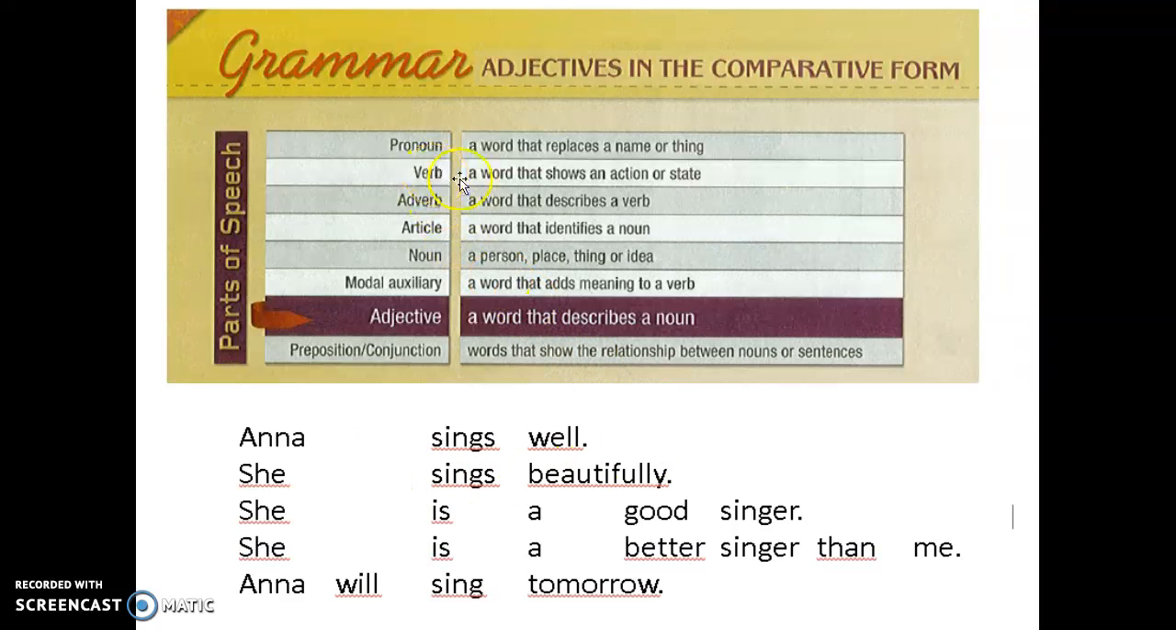A verb is a word that shows an action. So in the sentence, Anna sings well, the word sings is the verb because it describes an action.